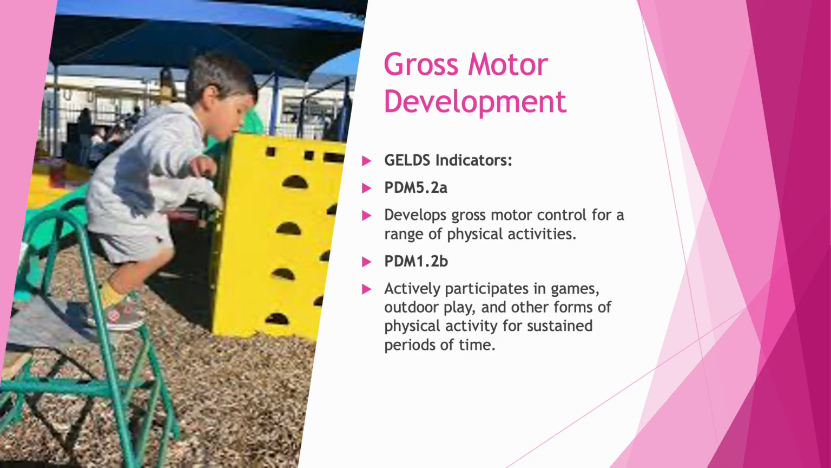And the GELDS indicators are: one, we will develop gross motor skill control from a range of activities. So for instance, this kid jumping off this ladder. Another one is actively participating in games, outdoor play, and other forms of physical activity for sustained periods of time. And again, this is 24 to 48 months.